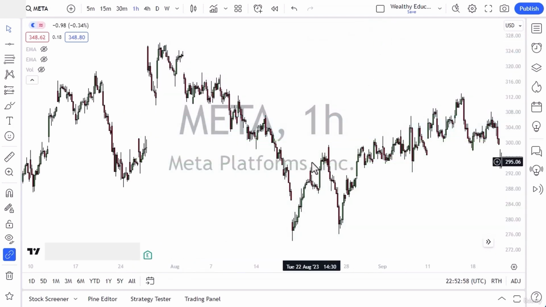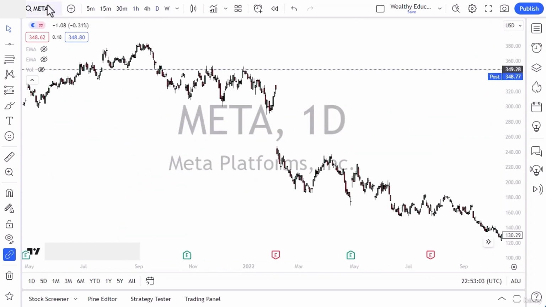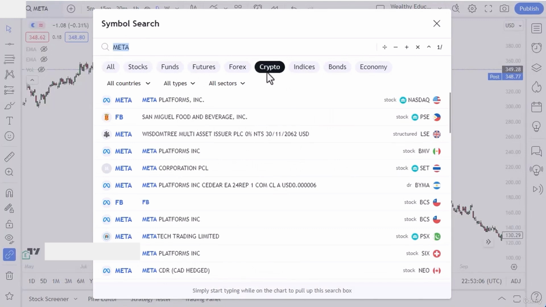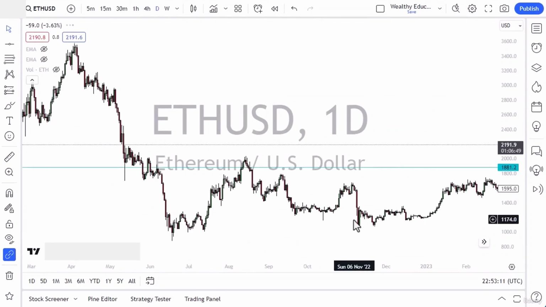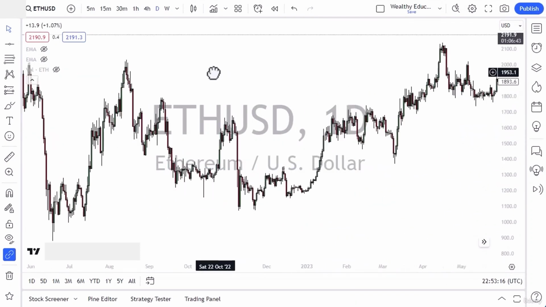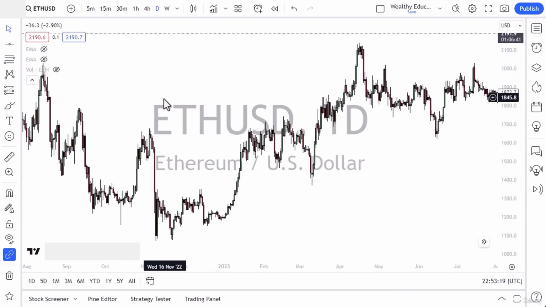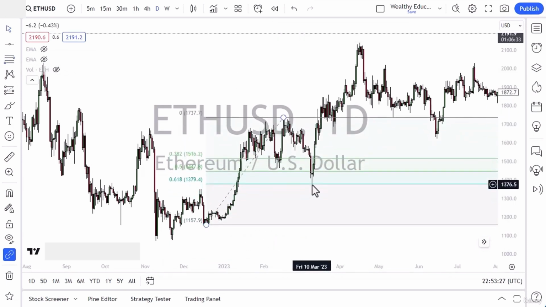It is very subjective. A lot of times what you'll see is traders do what they call confluence. So let me pull up a crypto chart and take a look at that. Let's do Ethereum. Let me remove any drawings that I have. A trader that has been following this since this move, 61.8.